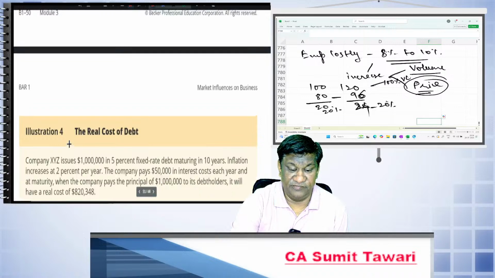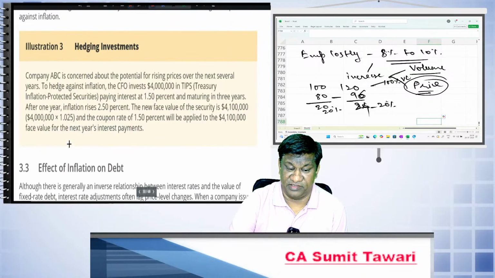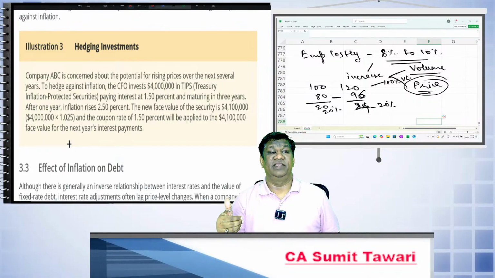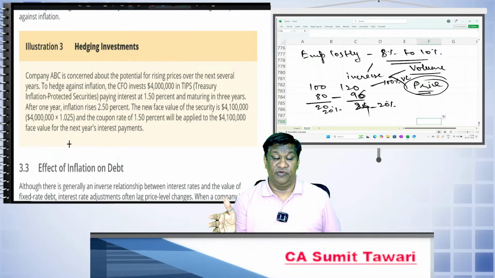So debt investment, the valuation of debt investment, how is it affected by inflation? If the return on my investment is less than the inflation rate, then the value of the debt goes down.